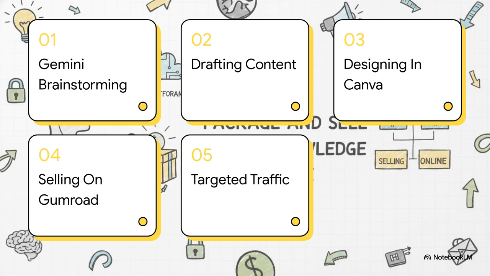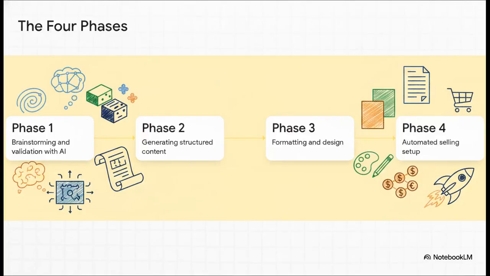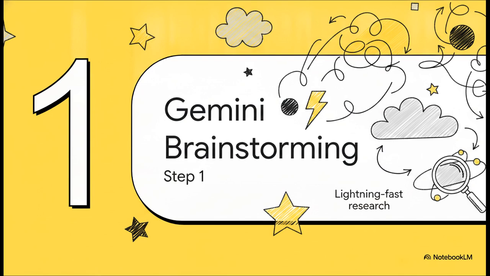To actually execute this, we're going to follow a very specific path. We'll cover the knowledge gap, brainstorming with Gemini, drafting content, designing in Canva, selling on Gumroad, and finally, driving targeted traffic. From a macro perspective, you can really break this down into 4 distinct phases. Phase 1 is AI brainstorming. Phase 2 is content generation. Phase 3 is formatting and design. And Phase 4 is automated selling. And honestly, the absolute best part about this entire blueprint: you can pull almost all of this off using completely free tools.